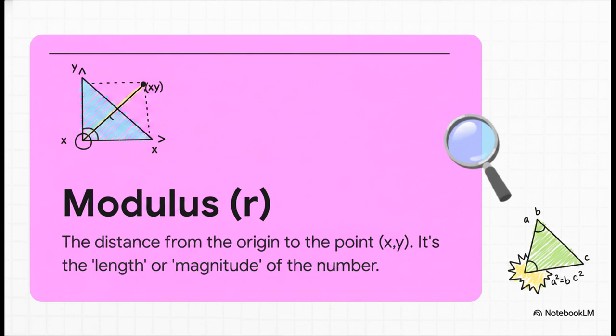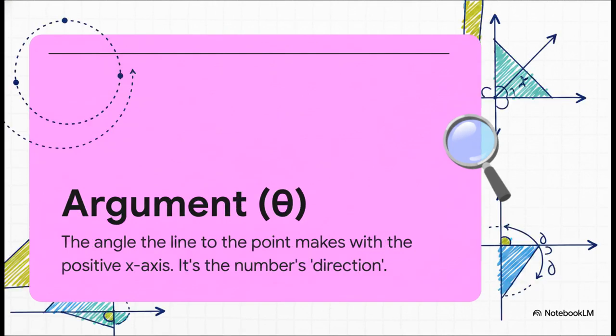So let's break those two parts down. First up, we have the modulus, r. All this is the length of the number, the straight line distance from the origin right out to our point. And we find it using a tool you already know, the Pythagorean theorem. It's just the square root of x squared plus y squared. Simple as that. And the second piece of the puzzle is the argument, theta. So if the modulus is the length, then the argument is the direction. It's the angle that tells us exactly which way our number is pointing.